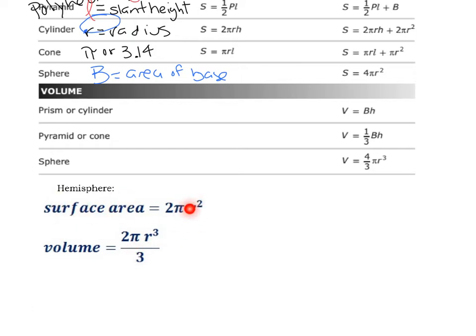So here are the formulas for the hemisphere for surface area. And like I said, that's total, so you may want to make sure you note that. And then the volume for a hemisphere. So make sure you jot those down.